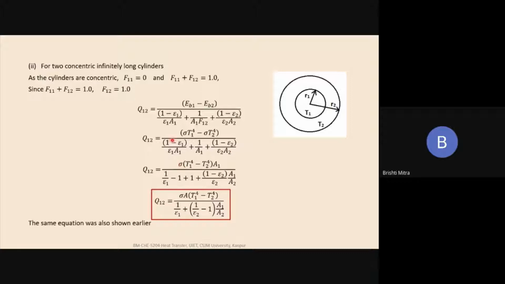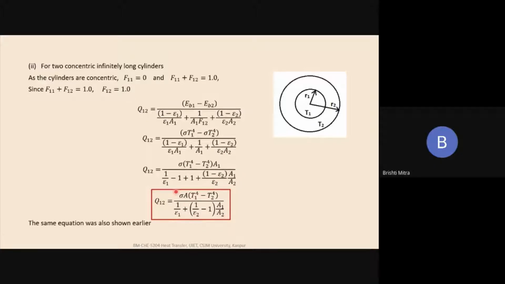If you open up the brackets, what we do is multiply the numerator and the denominator by A1. If I multiply the numerator by A1, I get sigma (T1^4 minus T2^4) into A1. The first term in the denominator becomes (1 minus epsilon 1) by epsilon 1, this one becomes plus 1 because I have multiplied it by A2, and the last term is (1 minus epsilon 2) by epsilon 2 into A1 by A2.